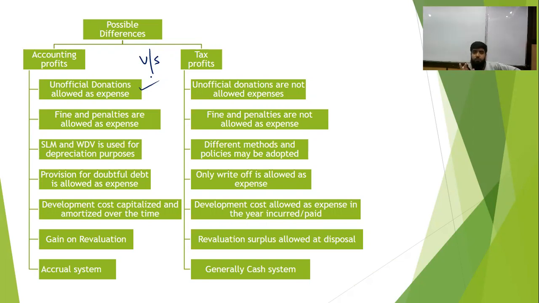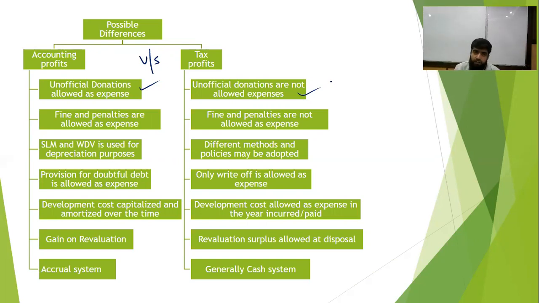But tax laws and tax authorities never allow you these expenses. They will never consider unregistered donations as an expense. They will never let you. They will never consider that amount as an expense. So it means unofficial donations are not allowed as an expense, because in their eyes it's not an expense unless you made a donation to registered businesses or registered NGOs.